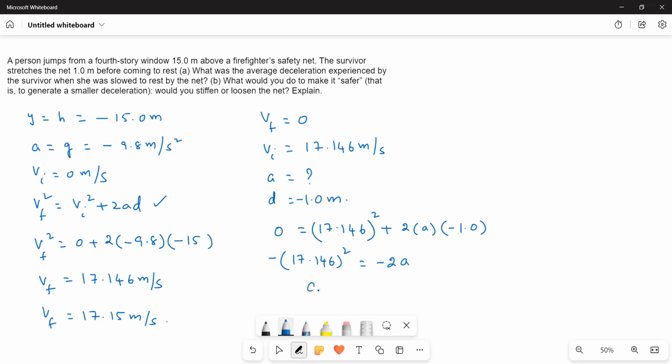A is equal to, the negatives cancel out, and this is not plus or minus, it's just a direct value. So 17.146 square is equal to 294, divided by 2. That is equal to 147. So 147 meters per second square.